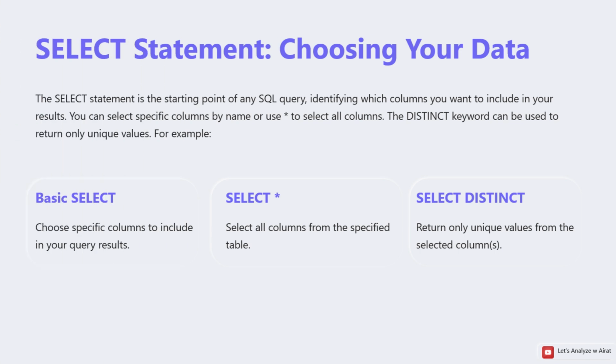The select statement. Select statement is the starting point of a SQL query. It identifies the columns you want to include in your result. You can select the specific column by including the name or using the asterisk to select all the columns in the table. We also have the distinct keyword that is used to return only unique values.